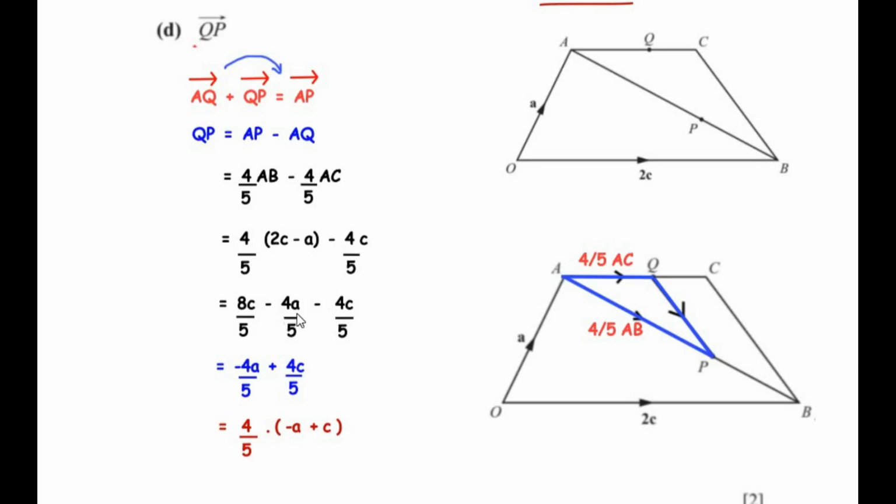In the next step we have written A first, that is minus 4A over 5, and 8C over 5 and minus 4C over 5 are like terms. So 8 over 5 minus 4 over 5 is going to give us 4 over 5. Since the denominators are the same, we are going to subtract the numerators, giving us positive 4 over 5 C. Now in the next step we have just factorized it. So 4 over 5 is a common factor, so we have taken it out, and within the bracket remains minus A plus C. So this is the vector QP in terms of A and C.